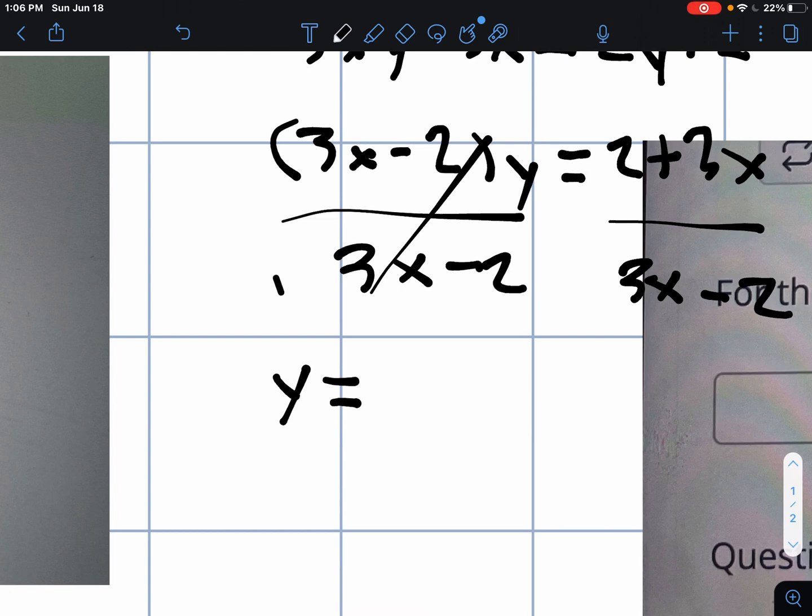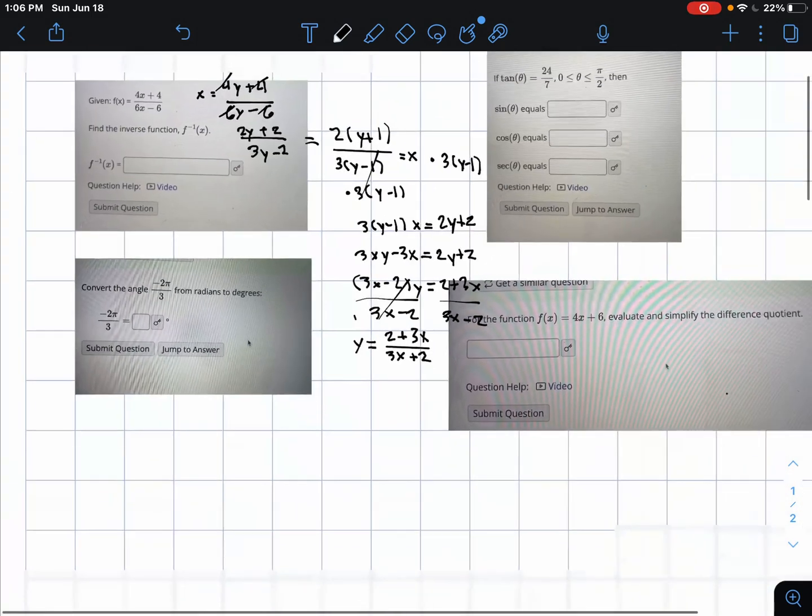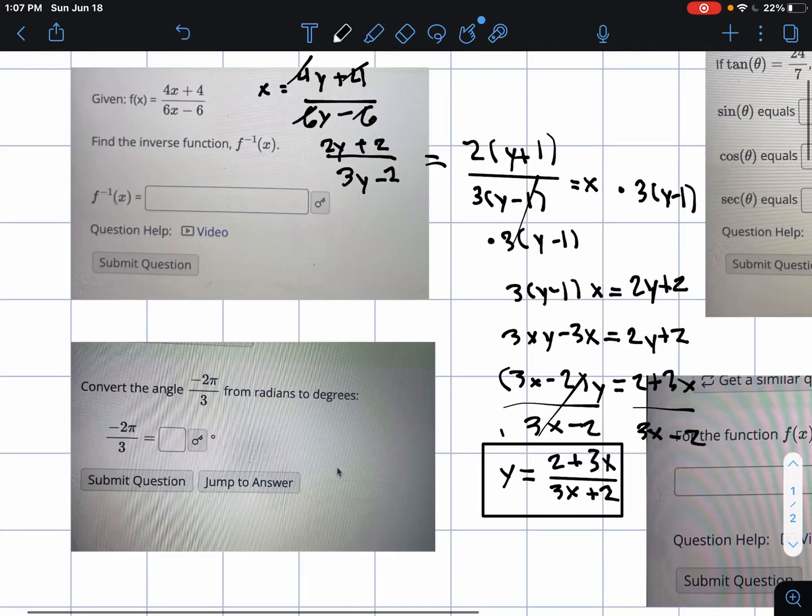So that would be 2 plus 3x all over 3x minus 2. And that is our final answer to this question.